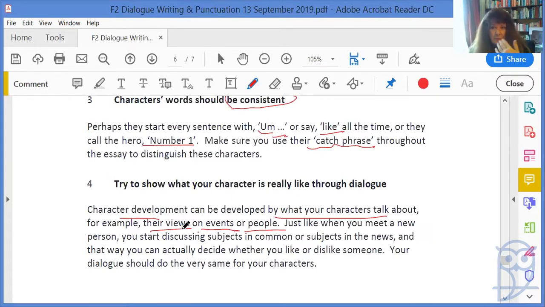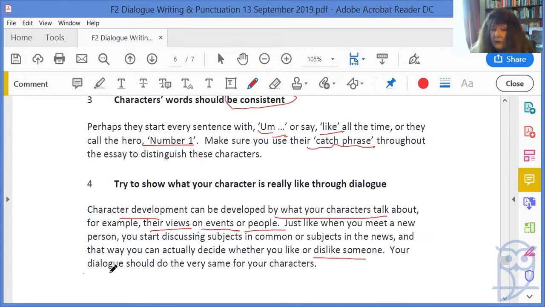But if you're just going to spill everything out in front of him, your reader's not going to be that interested in going on. You know, it's totally predictable. You want to have some sort of twists and turns in your story, making it much more interesting. Just like when you meet a new person, you can start discussing some subjects you have in common, or perhaps some subjects or topics in the news. And that's the way you can actually decide whether you like or dislike someone.